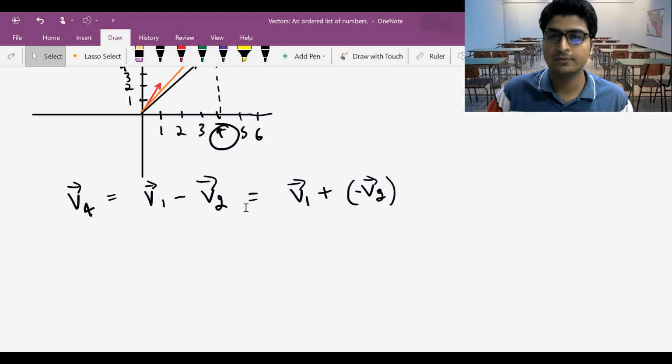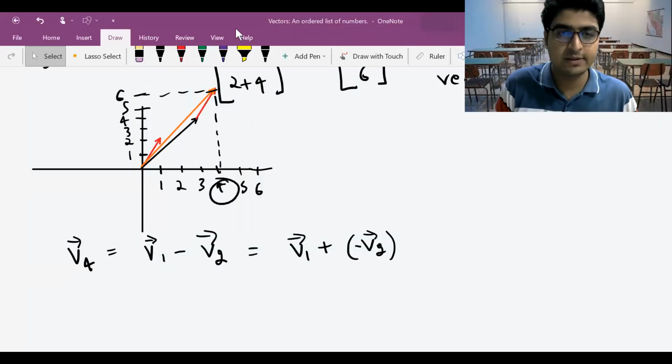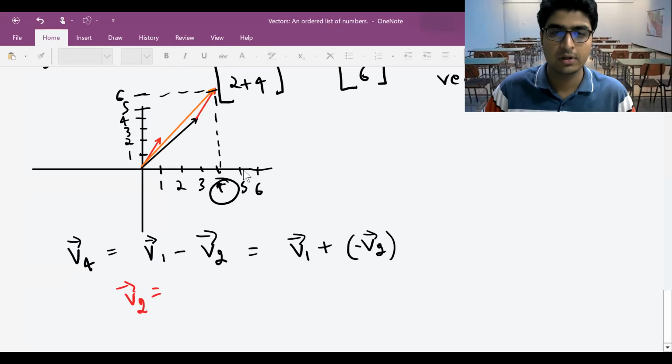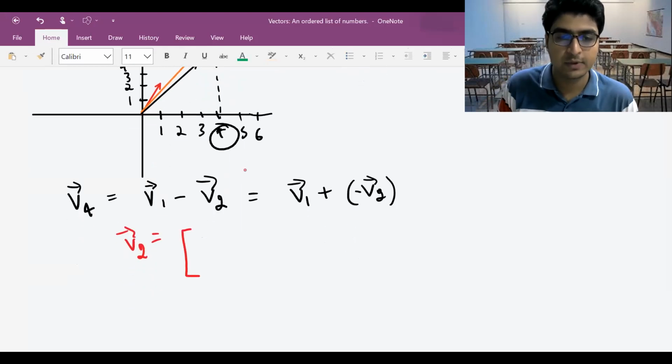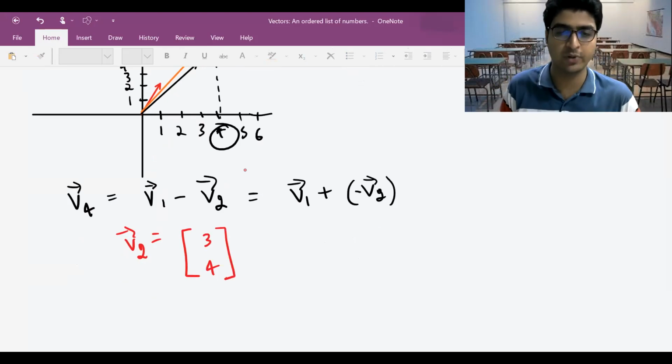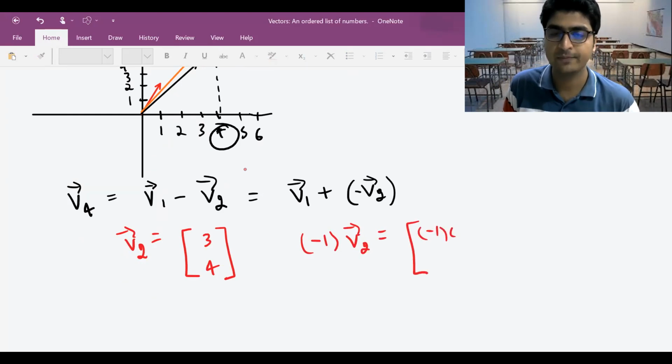In our case, vector V2 is 3, 4. The first element of the vector is 3, and the second component is 4. If I multiply this by -1, we simply multiply it with each of the components. So -1 times the V2 vector is -1 times 3 and -1 times 4. So the resulting vector is -3, -4.